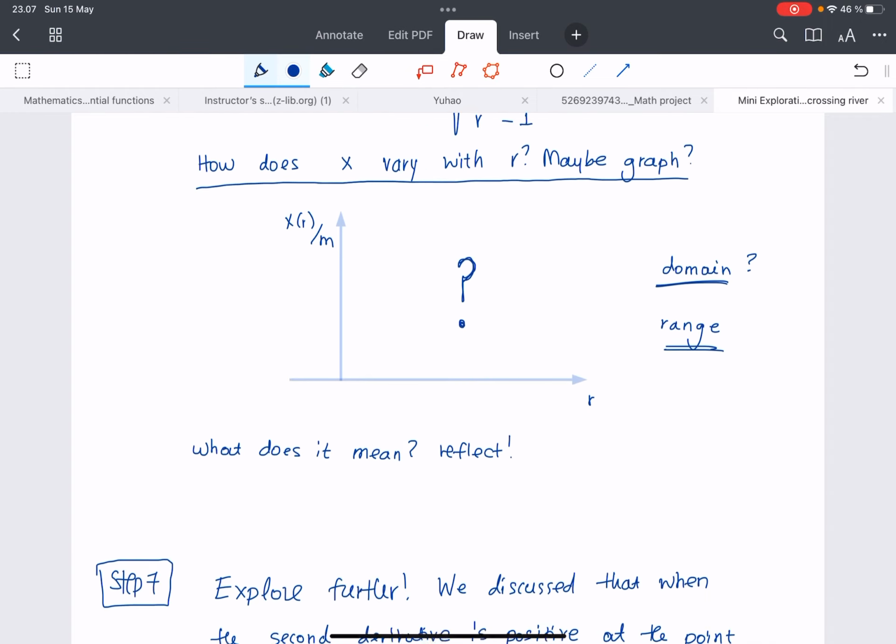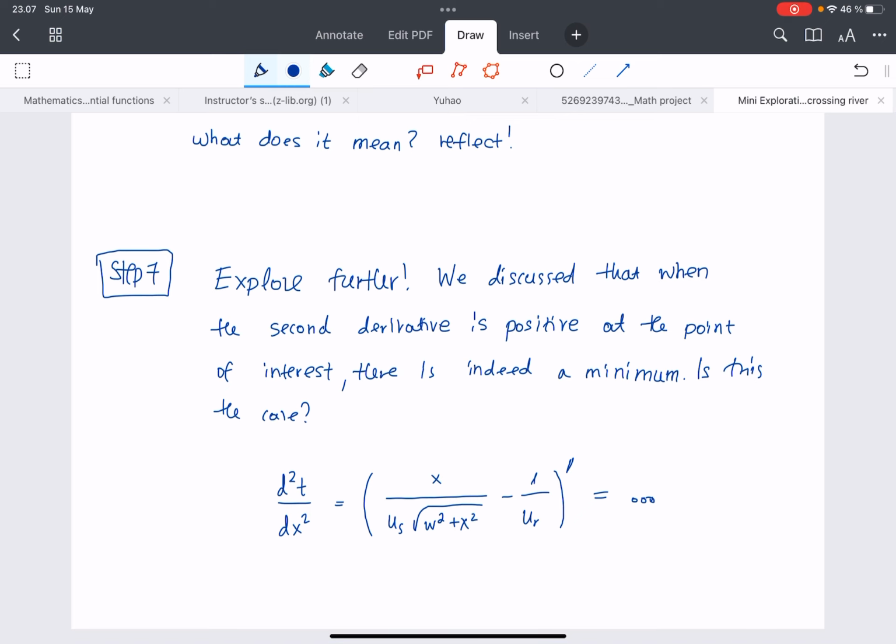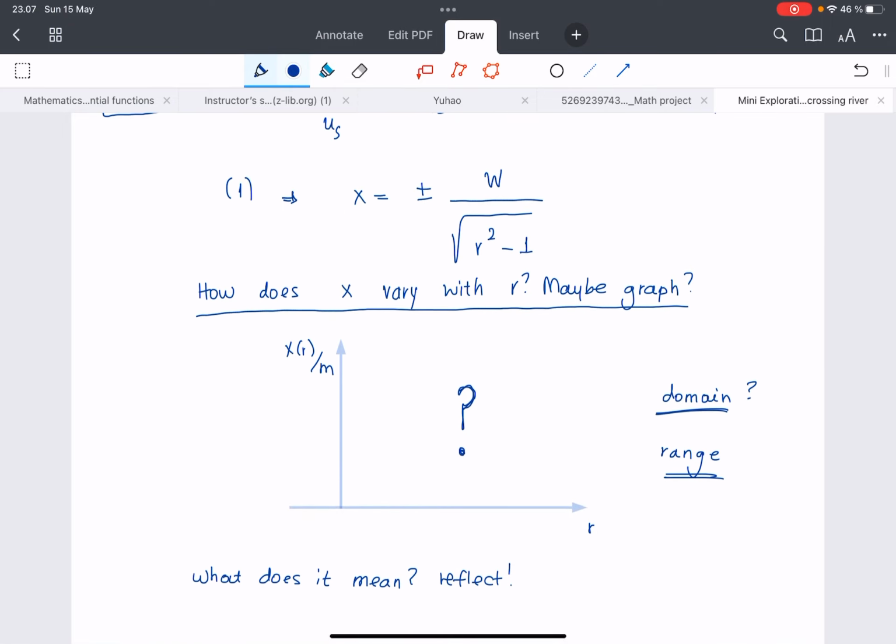Reflect. Step 7, you could explore it even further. We discussed in class that when the second derivative is positive at the point of interest, there is indeed a minimum. Is this the case? Maybe you can try and find the second derivative at your point and see, is your second derivative positive? Then it means that it's a minimum, and so on and so on.